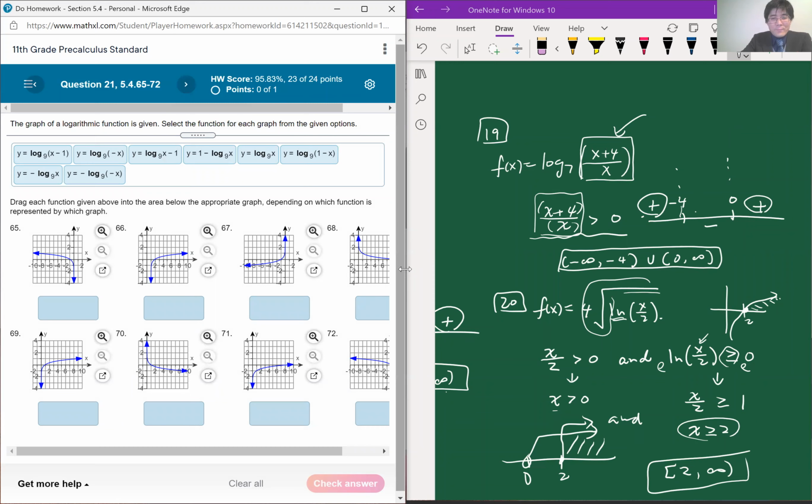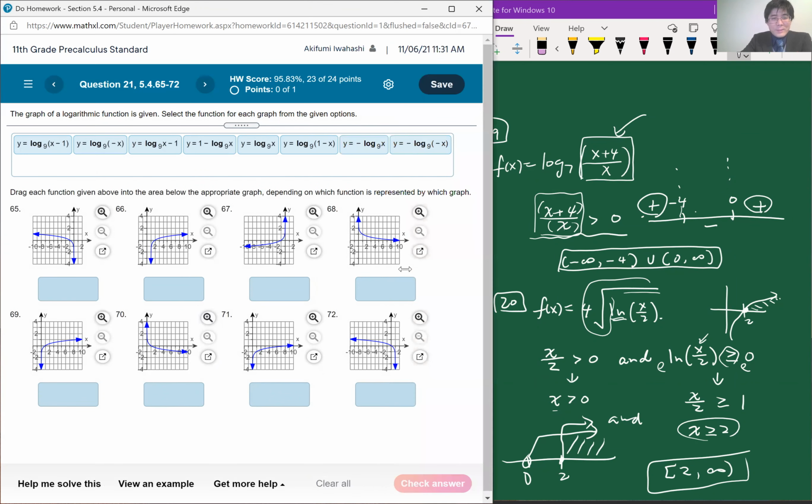Okay, now this is checking a basic log function. This is a matching problem. The graph of a logarithm function is given. Select a function for each graph from the given options. Let's do this one together. First of all, this function is log base 9 of x, shifted horizontally by 1 unit. The vertical asymptote of the log function is originally on the y-axis, but it moved 1 to the right. So I'm looking for a function with a vertical asymptote at 1.